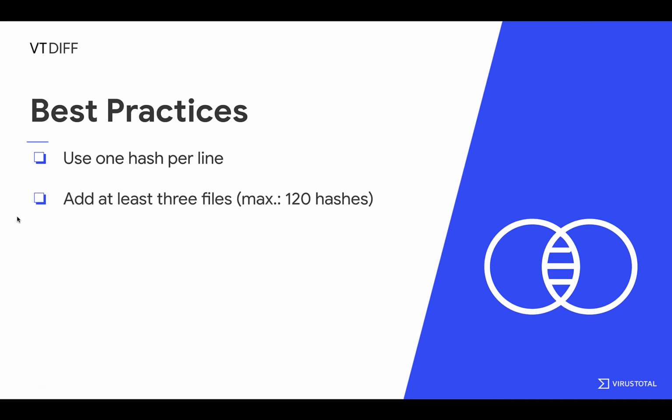Second, add at least 3 files. From a requirement standpoint, you only need 2 files, but if you want to get more accurate information for your YARA rule, we recommend you add at least 3 files. How can we add 3 files if we only got one IOC?